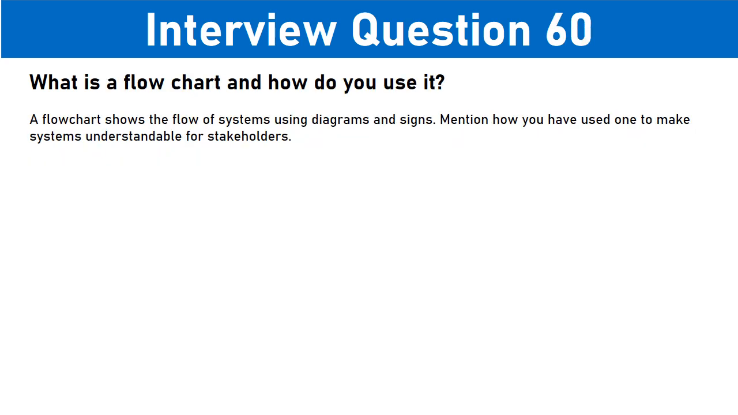Interview question 60. What is a flowchart and how do you use it? A flowchart shows the flow of systems using diagrams and signs. Mention how you have used one to make systems understandable for stakeholders.